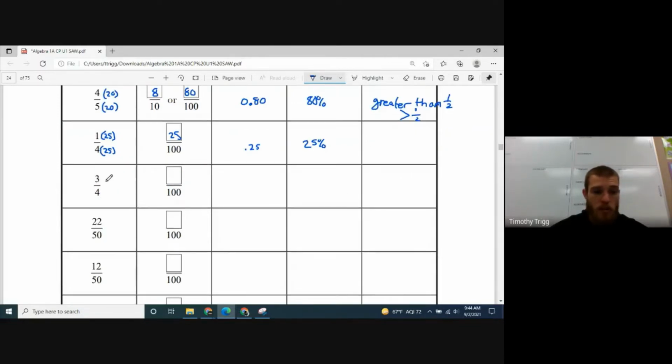I want you to try this next one on your own. Notice it's a 4 on the bottom, same as what we did here. So what do we need to multiply to get to 100? Okay, see if you can finish the rest of that row.